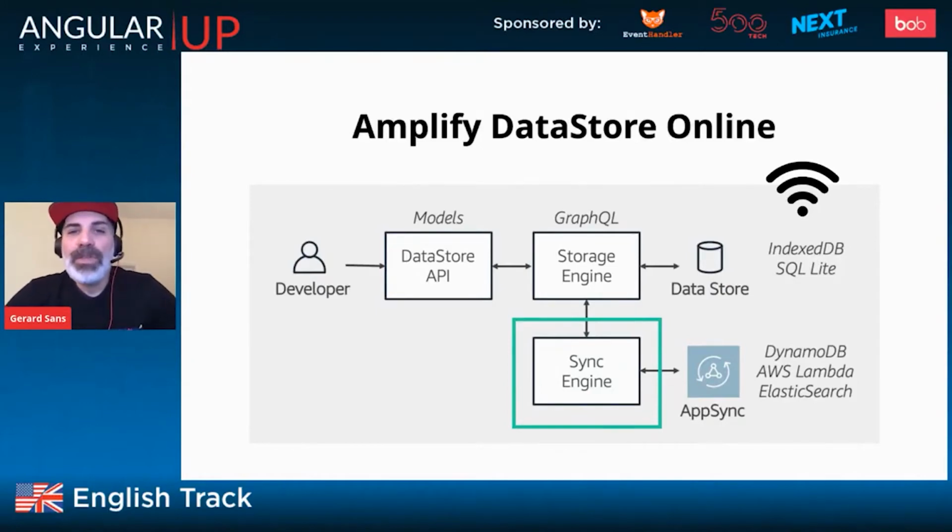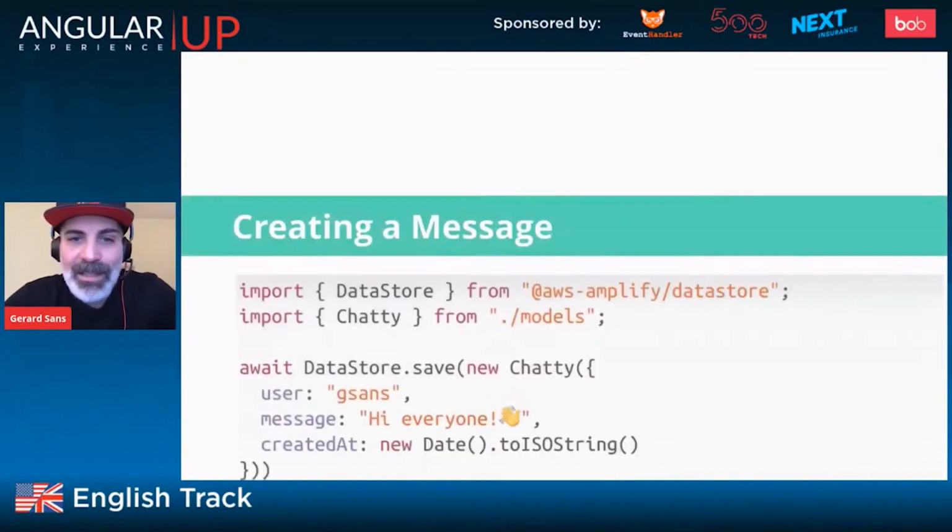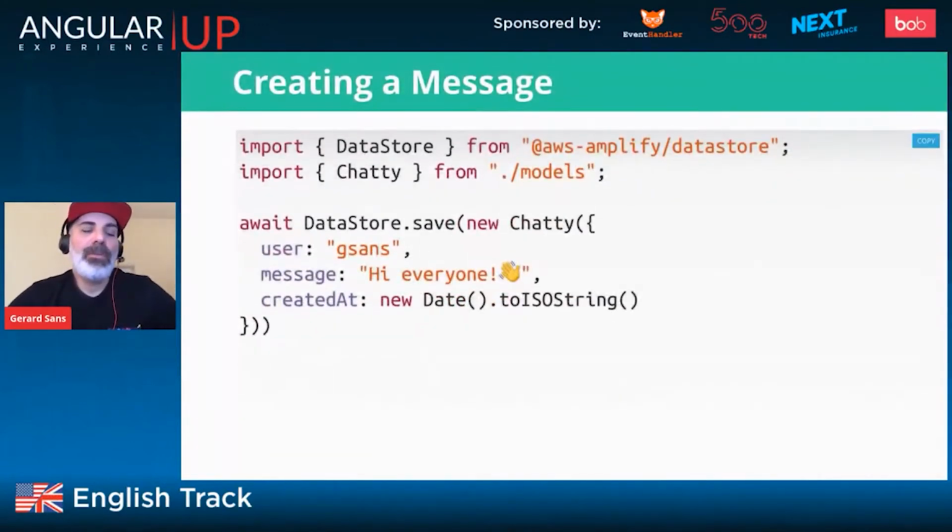We're going to be using Amplify DataStore so we can both work offline, and when we go online, it will do the synchronization for us. So that's quite a lot. Let me show you some code snippets of how that looks.